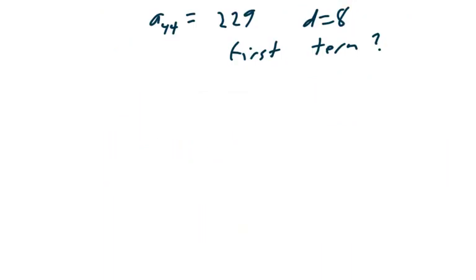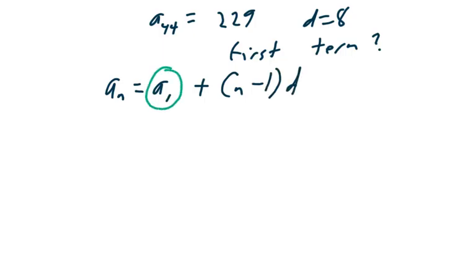For problem number 3, we're still using the same formula that we did last time, but they asked for a different problem. So it says find the first term in the arithmetic sequence for a sub 44 equals 229 and d equals 8. So that means that in my formula I would really like to know what that number is. So we should know the rest of them.